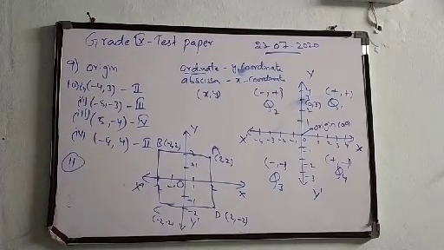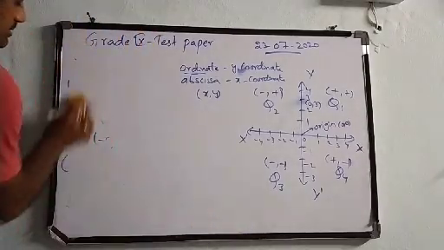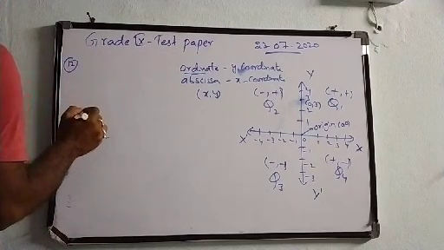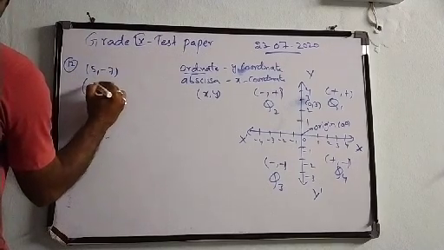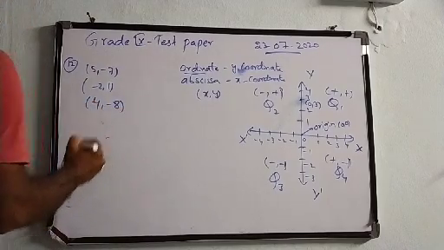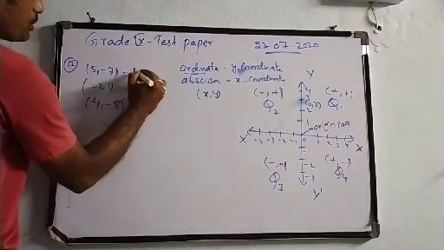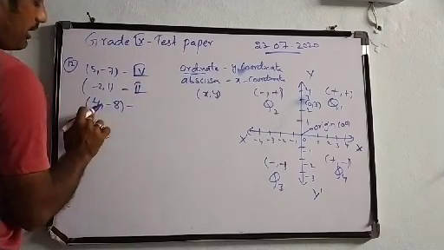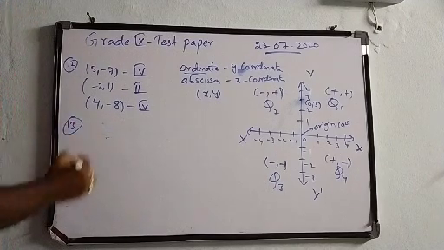Next, coming to the next question, 12th question here. So if you see the 12th question, name the quadrant in which the points lie. So first point is 5, -7, -2, 1, 4, -8. So 5, -7. X is positive, y is negative. It lies in fourth quadrant. X is negative, y is positive. It lies in second quadrant. X is positive, y is negative. It lies in fourth quadrant.